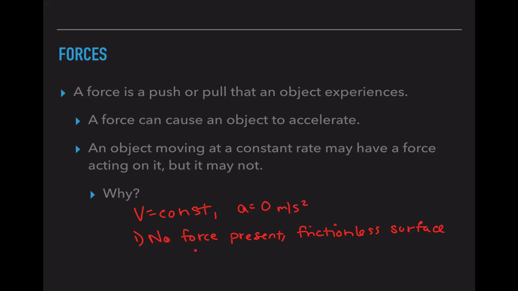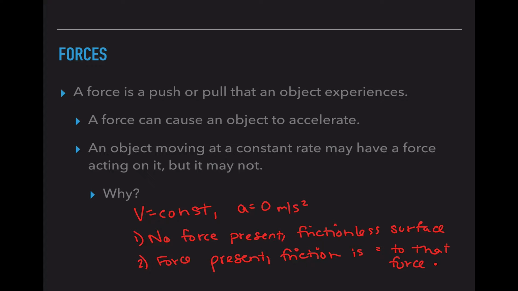The second scenario is that there is a force present, but friction is the same amount. So it's equal to that force. In these two scenarios, the object will not accelerate, which means that the force is not overcoming the friction. So in both of these scenarios, even if a force is or is not present, there will be no acceleration.